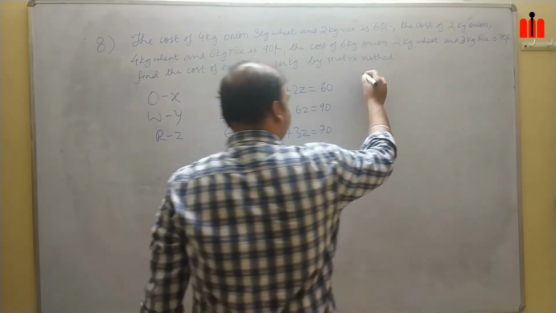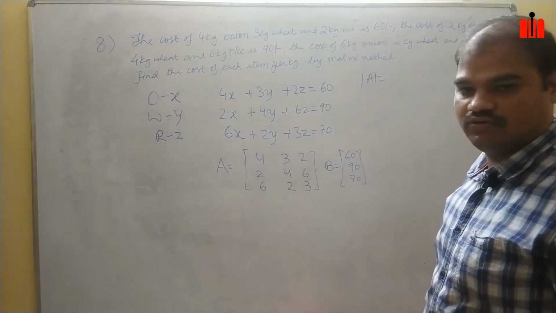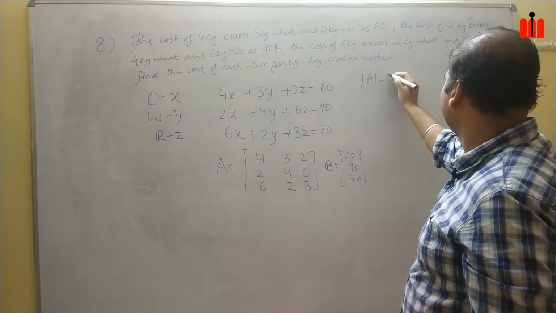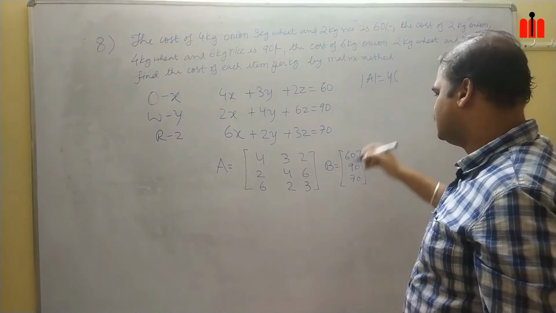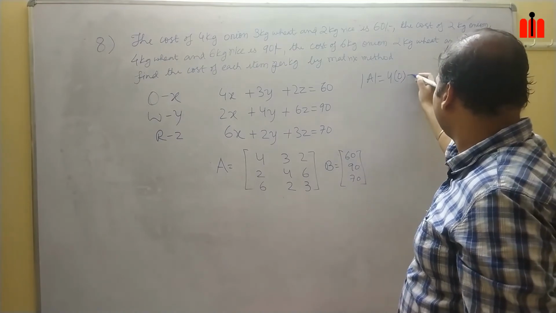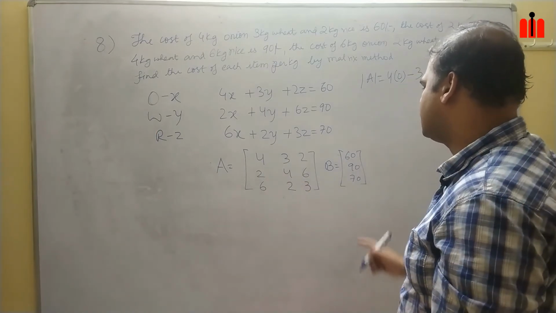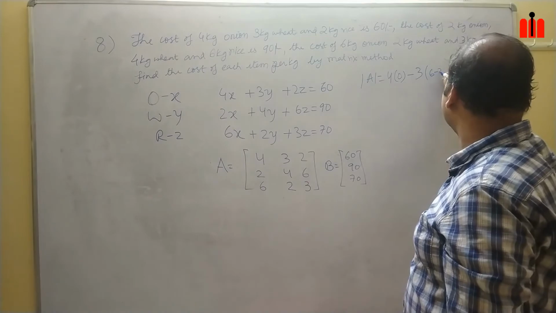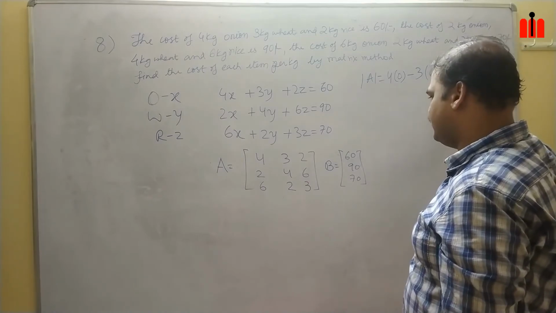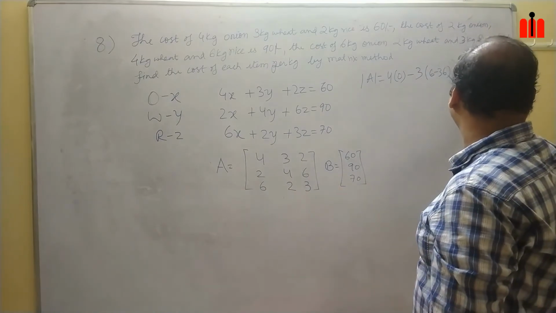First, let's find the determinant of A. The determinant of A, I will find through row 1. So it is 4 into 12 minus 12, it is 0. Minus 3 into, 3 sixes are 18, 6 sixes are 36. So 6 minus 36, plus 2 into 4 minus 24.